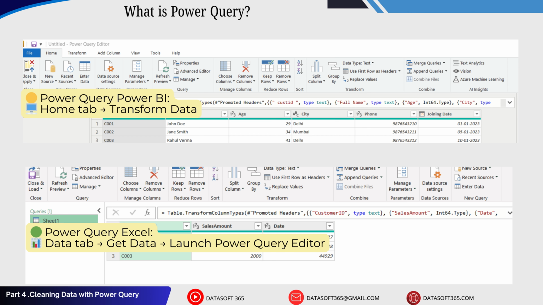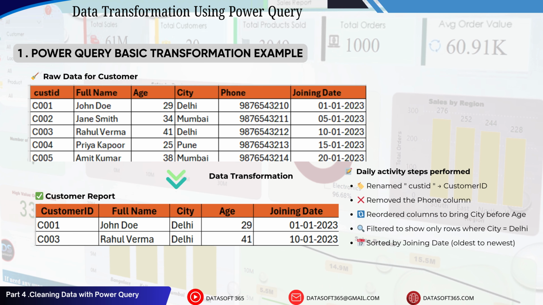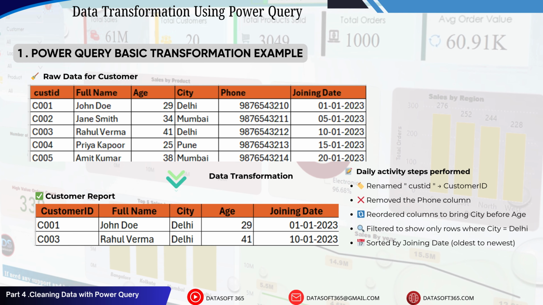So before we open Power BI, let's look at the report requirement and try to see what basic transformations are required. So let's say you are working with a customer report on a daily basis where you have customer ID, full name, age, city, phone and joining date, and you need to prepare a report like this where you get customer ID, full name, city, age and joining date. To prepare this report, you are performing 5 basic transformations. You are first renaming column here, cust ID to customer ID. Then you are removing column phone as it is not required for reporting.